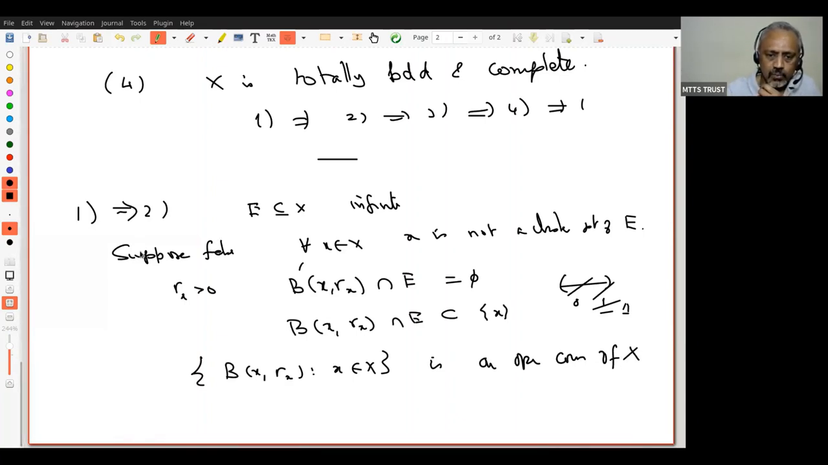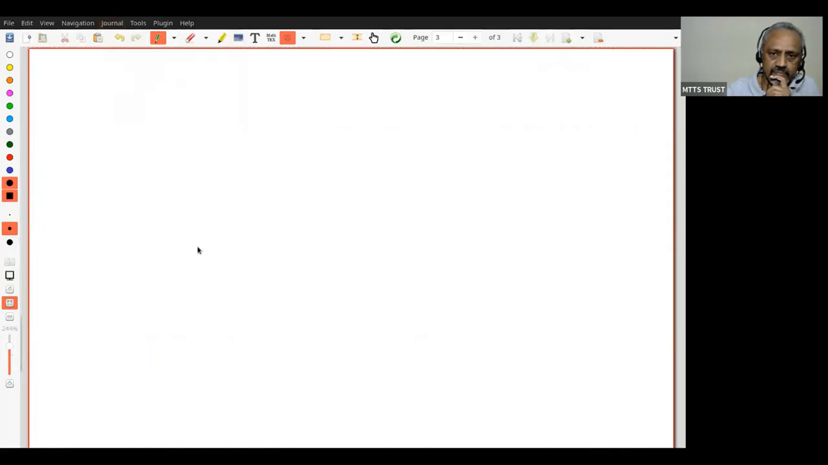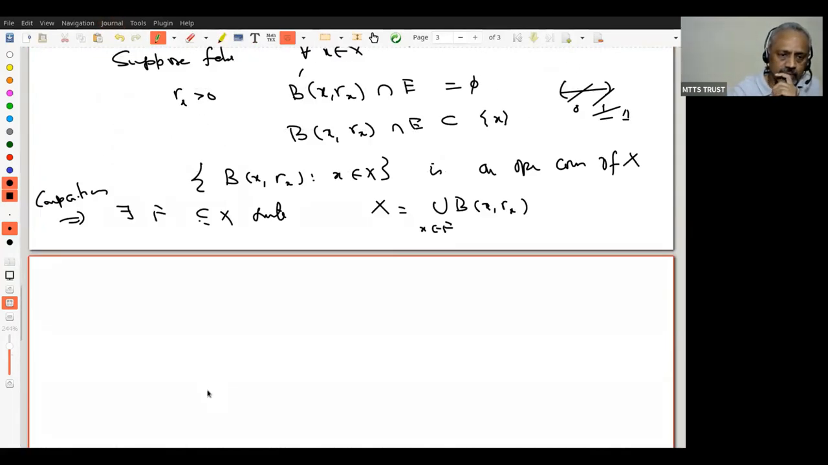Therefore, what do I know? I know there exists a finite subset F with what property? My X is equal to the union of B(x, r_x) as x varies over F, because of compactness. Okay. Now, do you say contradiction? Let us keep it. Now, what is E?